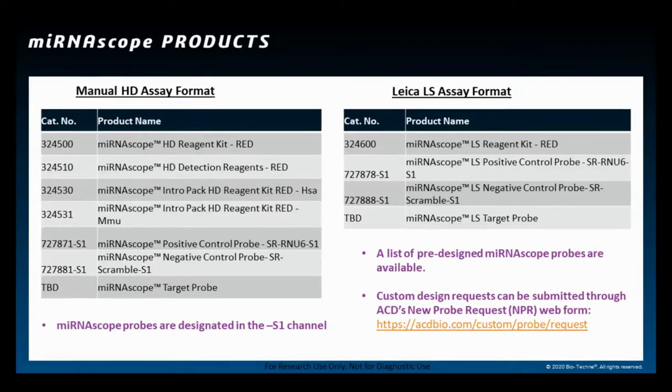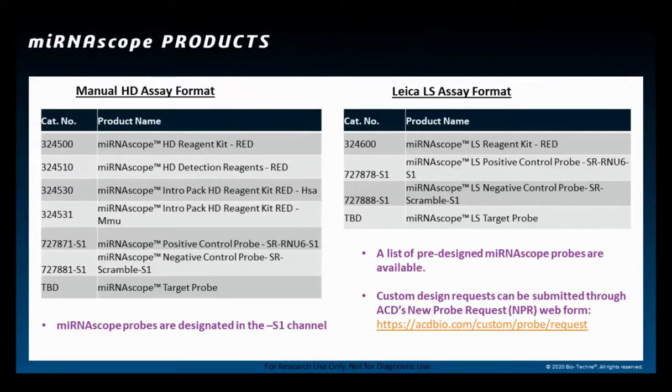In addition, we also offer 2 introduction packs for the most popular species samples, such as human and mouse, for your convenience, where the packs include the pretreatment reagents, detection reagents, control cell pellets, mounting medium, and a hydrophobic barrier pen that are necessary to complete the entire assay. On the other hand, for Leica users, we have the LS reagent kit, which includes the pretreatment reagents, wash buffer, and detection reagents. The miRNAscope target probes are designed in the S1 channels that are specific for this assay and cannot be interchangeably used with the other assays such as RNAscope or BaseScope.